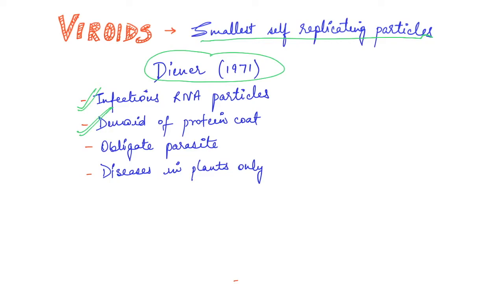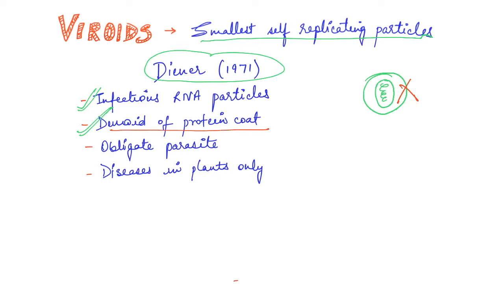So likewise in viruses we have a DNA and we had a protein coat as well to basically protect the genetic material that is present inside. But with viroids, the thing is that this protein coat is not present. They have RNA particles and they are devoid of protein coat.